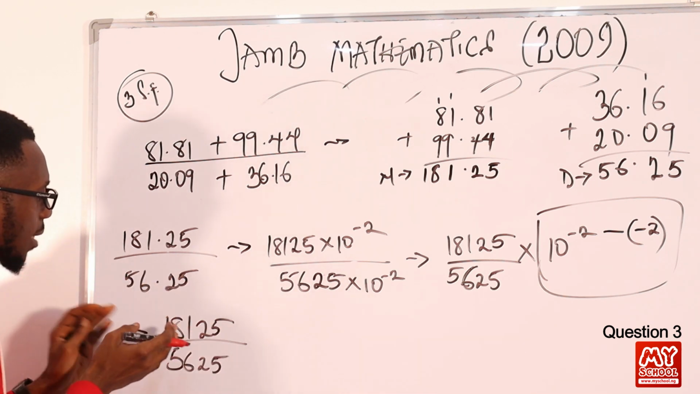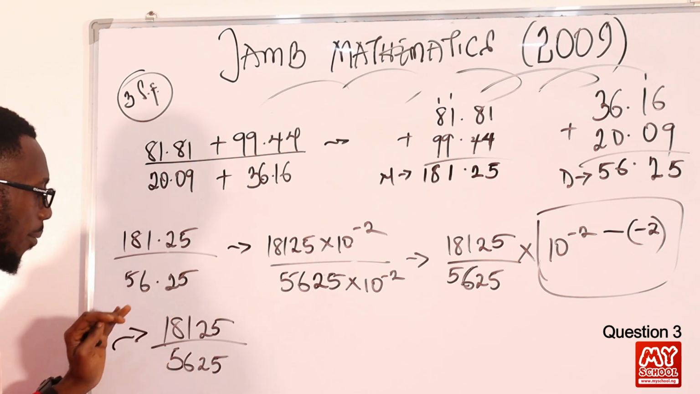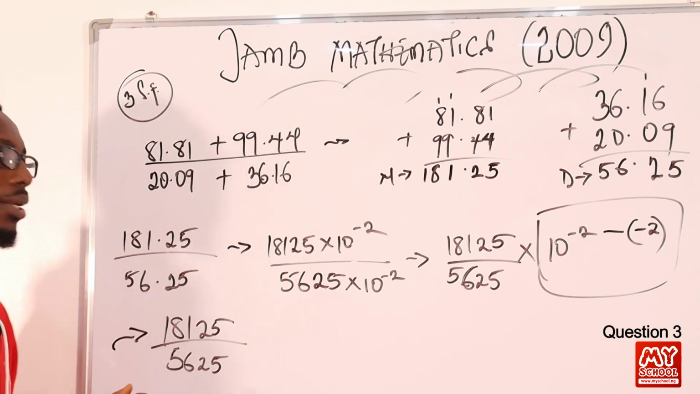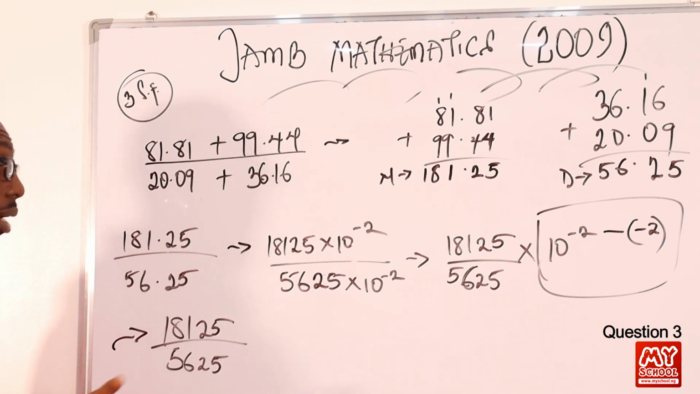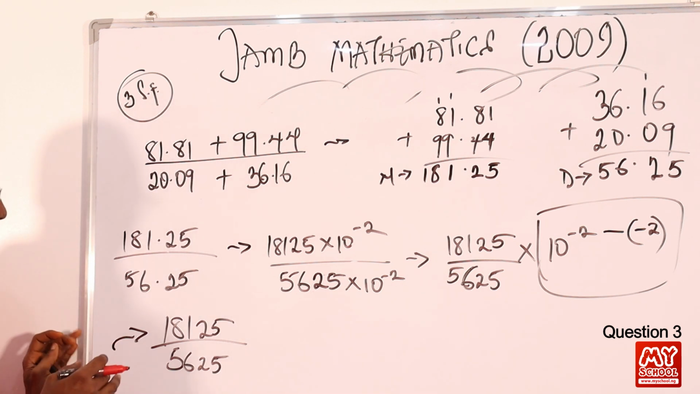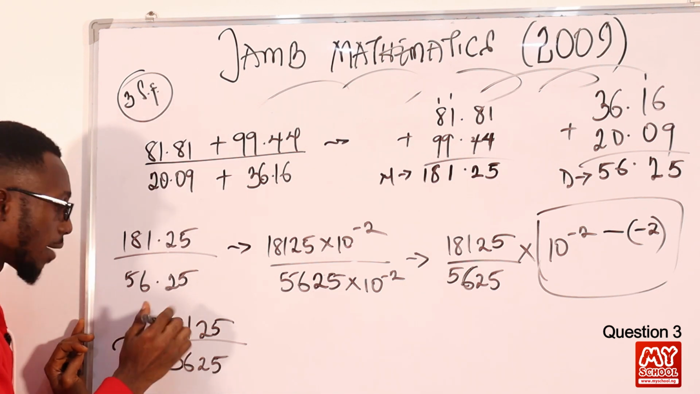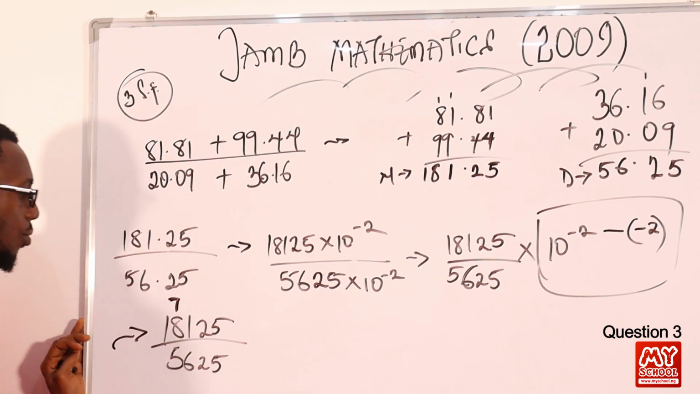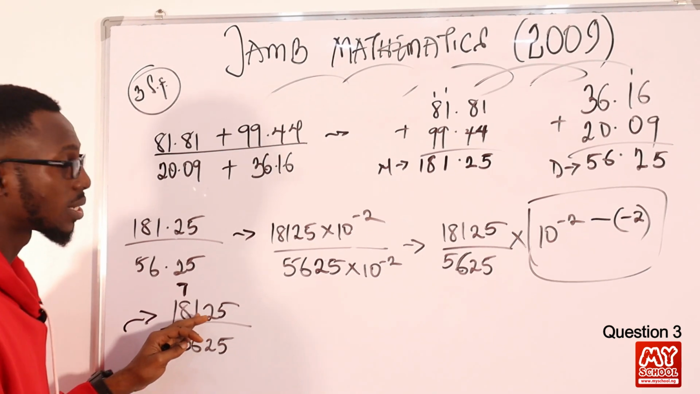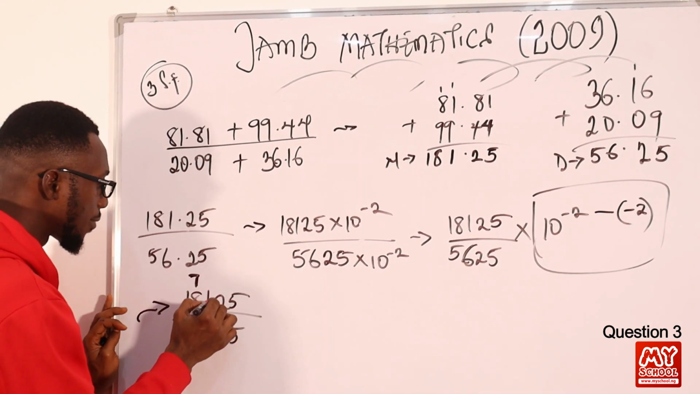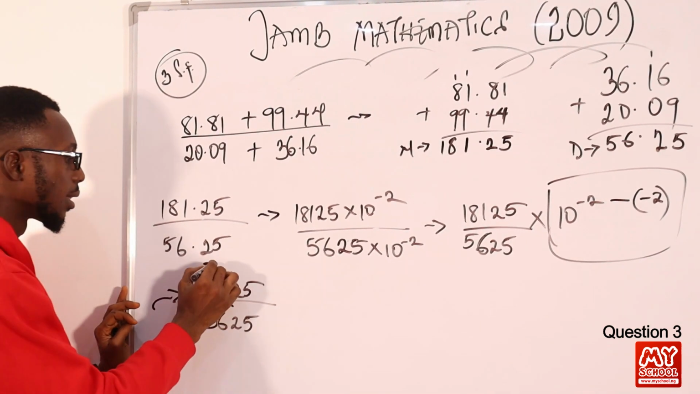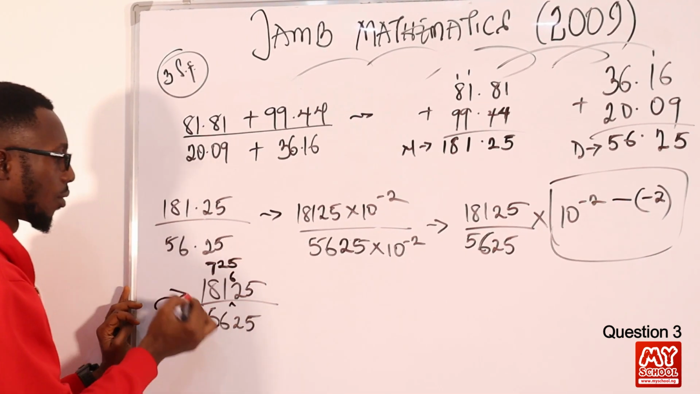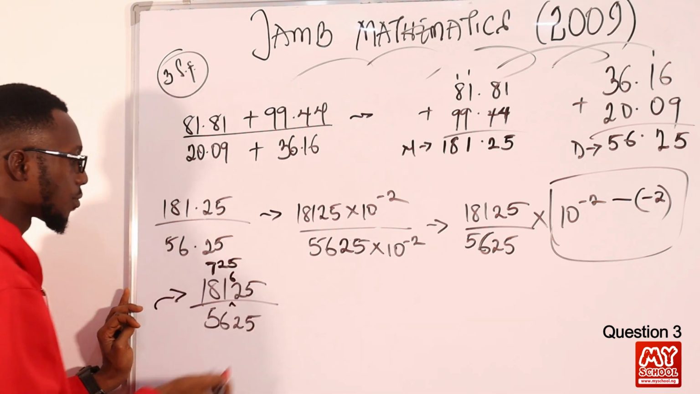So let's see, how many times can I pull out 25 from 181? That should be about 25 times 4, that is 100, times 3, that's 75. That is 175. So 25 can go 7 times here, right? So 181 minus 175, that is 6. So I have 6 left here. So 25 in 625, that is 25. So for the numerator, I have 725.